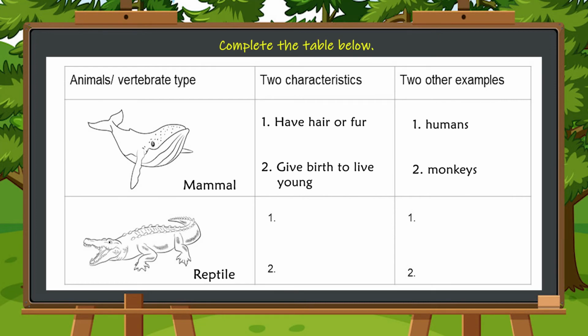For the second picture, boys and girls, we see an image of an alligator. And as you know, an alligator belongs to the reptile vertebrate family. Two characteristics of reptiles are that they lay eggs on land and they are cold-blooded. Two examples of reptiles would be snakes and turtles.